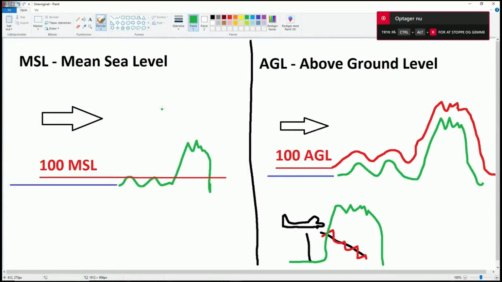Ladies and gentlemen, welcome to a short video where I will try to explain the difference between mean sea level and above ground level altitude. In your briefing, you will often have a number saying fly 100 MSL or 100 AGL. As you can see, MSL means mean sea level or average sea level, while AGL is above ground level.